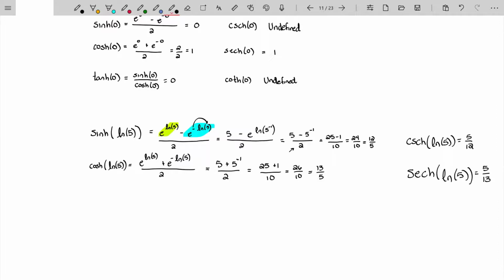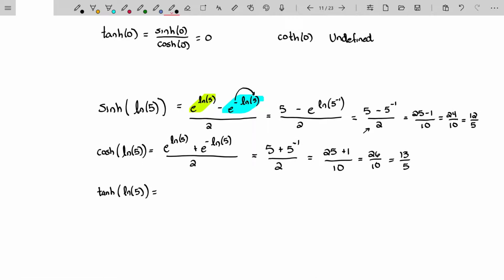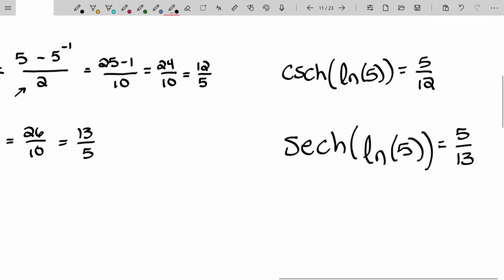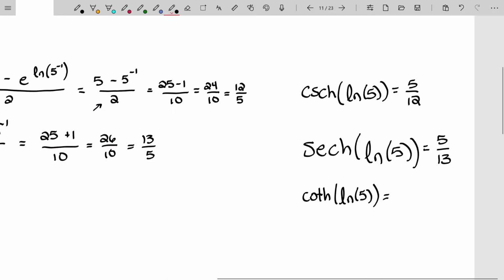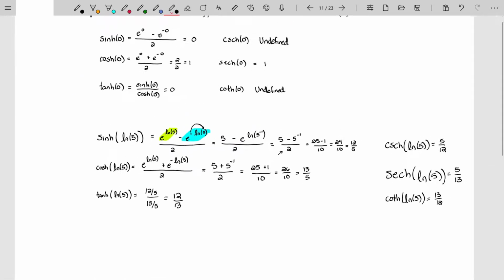Okay. And then finally, the tanh and the coth. Those are going to be pretty easy because they're just ratios of the sinh and the cosh. The tanh is going to be sinh over cosh, which is 12/13. And the coth, which I'll go ahead and write over here, is the reciprocal of that. So this is how you would evaluate hyperbolic trig functions. Let's see, 13/12. There you go. So that's how you would evaluate hyperbolic trig functions.